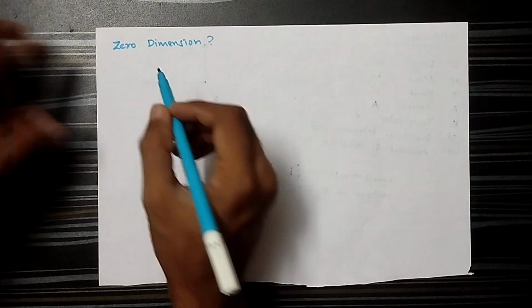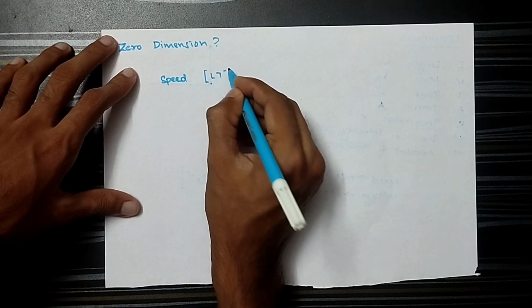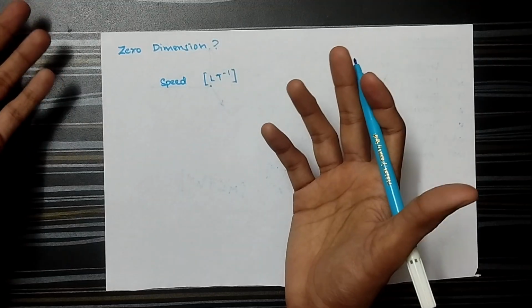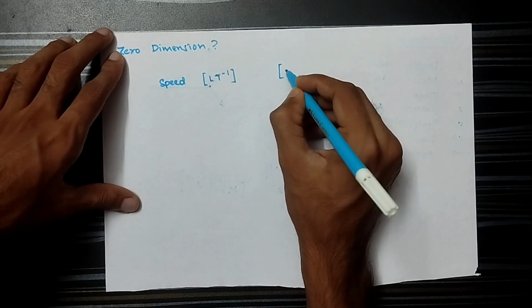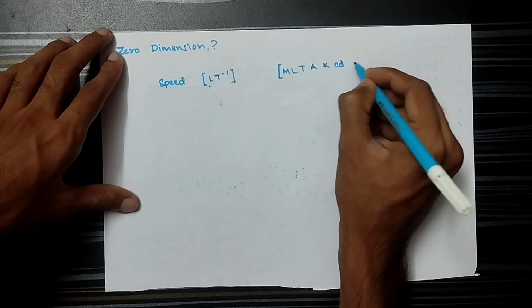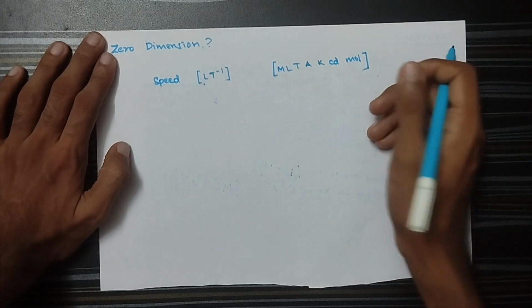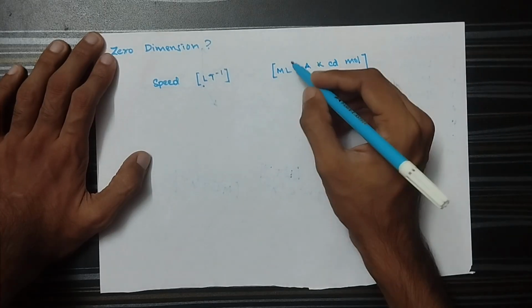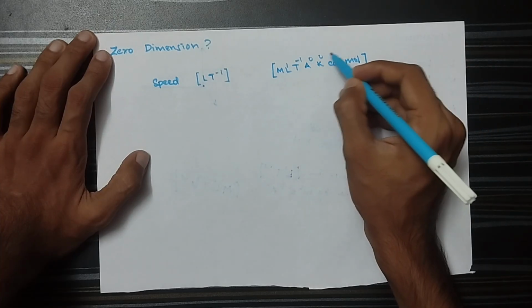So for example, in the previous example we saw speed, right? Speed has dimension L t raised to minus 1. Here we don't see mass, we don't see current, we don't see luminous intensity, we don't see temperature. So we can write all the dimensions if we want. If we write M, L, T, A, K, C, D, mole, if we write all the dimensions, we can see it's only dependent on L and t raised to minus 1. All these other dimensions are raised to 0.